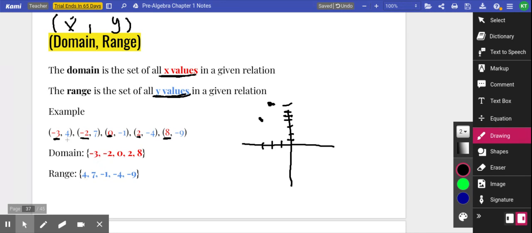And then the range is simply the y's, right? 4, 7, -1, -4, -9. And I just list them under the range, in brackets, listing them singly.